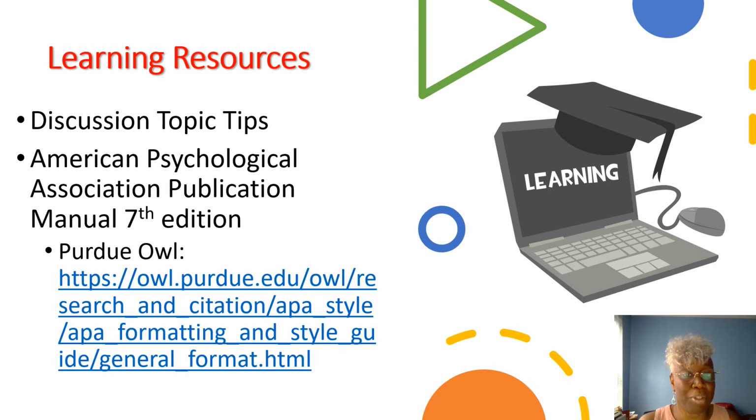To learn more about how to be successful in writing and posting discussion topics, go on the Learning Resource link at Blackboard. You'll see a file entitled Discussion Topic Tips. Also, you want to cite based on the American Psychological Association's Publication Manual, 7th edition. Also within Learning Resources is a link for Purdue OWL. They have a wonderful, wonderful resource on APA 7th edition. Utilize it. And also, don't forget to look at the rubric for discussion topic tips. Remember, the rubric is your friend and can be very, very helpful to you in doing this assignment.